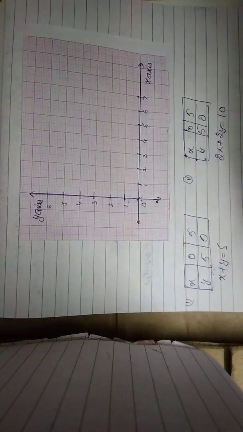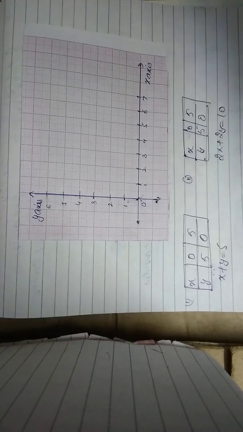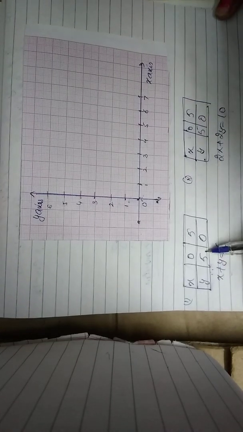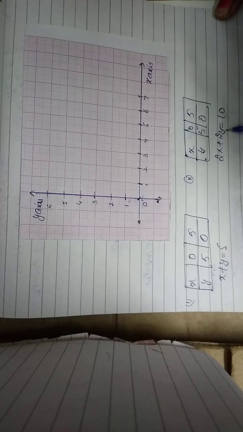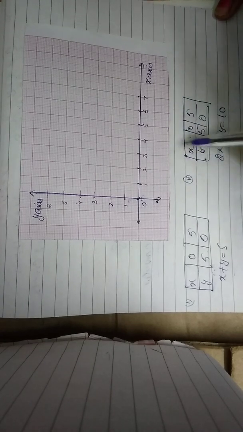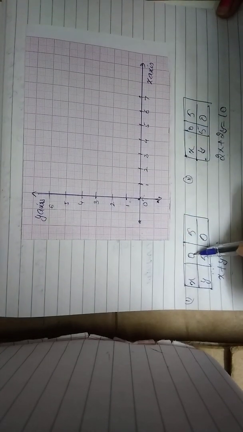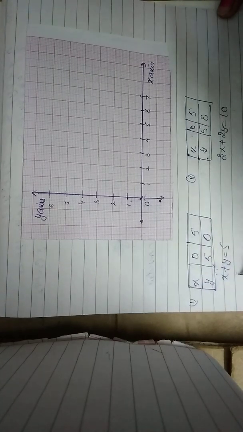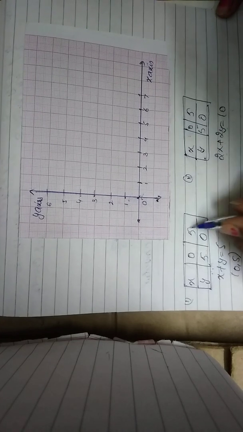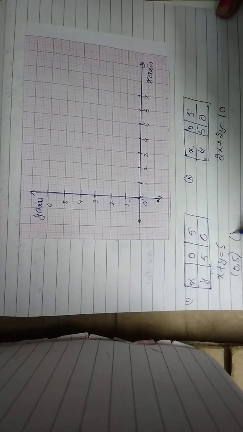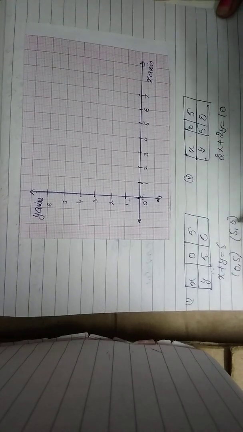Now, we are plotting these points on the graph. The solution of the first equation is this, and the solution of the second equation is this. Firstly, we draw the x-axis and y-axis. Now, let us start. Here, x is 0 and y is 5. It is taken as point (0, 5). That is the first point. And second, x is 5, y is 0.